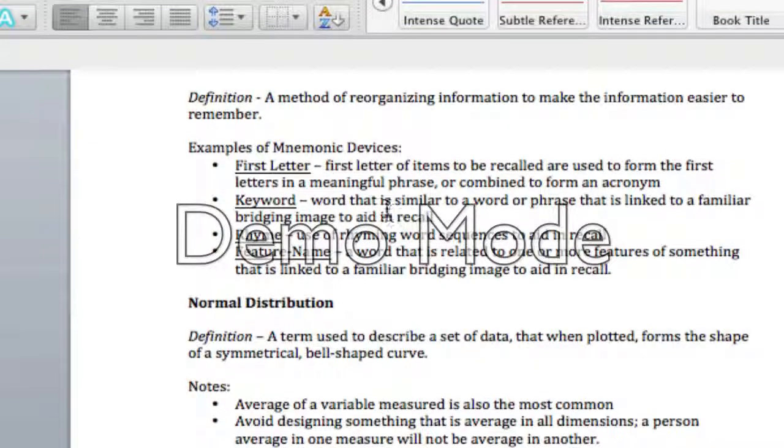Keyword, a word that is similar to a word or phrase that is linked to a familiar bridging image to aid in recall. Rhyme, use of rhyming word sequences to aid in recall. Feature name, a word that is related to one or more features of something that is linked to a familiar bridging image to aid in recall.